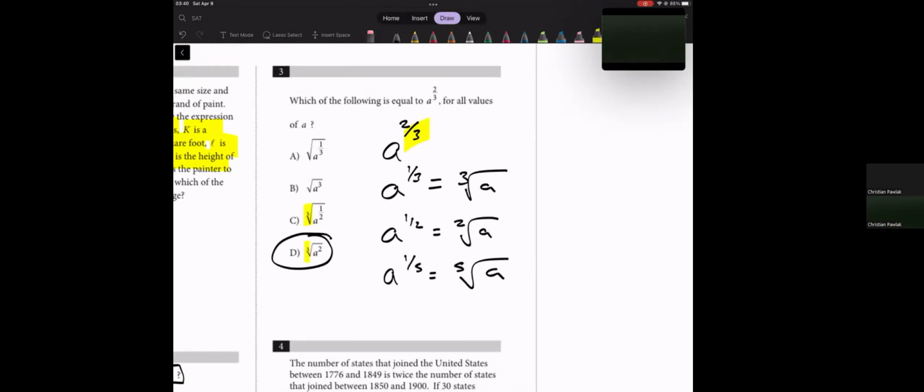And then because it's just a to the power of 2 on top, like 2 over 1, it's the same thing as just a squared, not a to the 1/2. If that 1/2 was the exponent, so 2 was on the bottom, then it would be C. But in this case, 2 by itself can be written as 2 over 1. So that's why the answer is D.